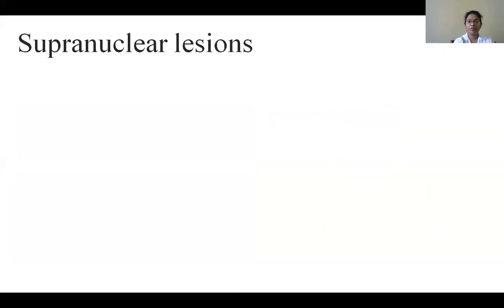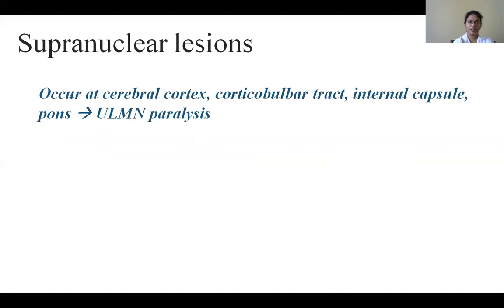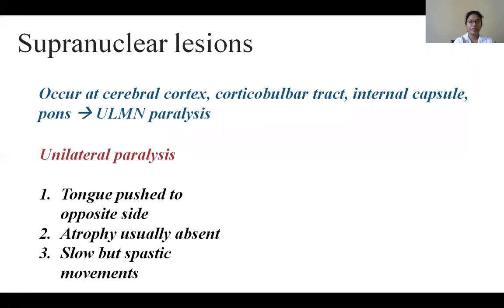Now coming to supranuclear lesions. In case of supranuclear lesion, the lesion is either at the level of cerebral cortex or at the level of corticobulbar tracts, at internal capsule or pons. So all these constitute upper motor neuron type of lesion. In case of unilateral paralysis, the tongue would be pushed to the opposite side. In case of infranuclear, the tongue is pushed to the paralyzed side, whereas in supranuclear lesion, the tongue is pushed to the healthy side. Atrophy is usually absent.